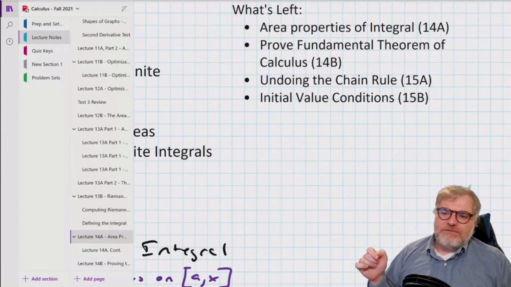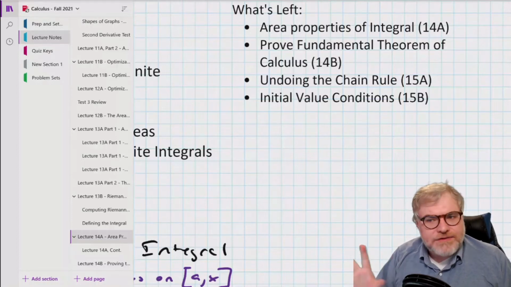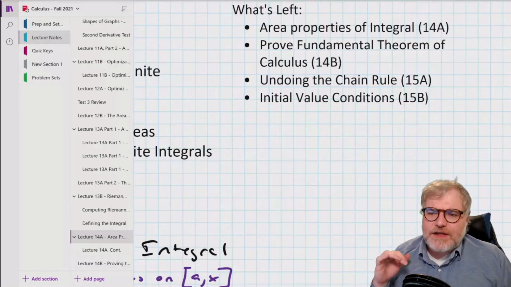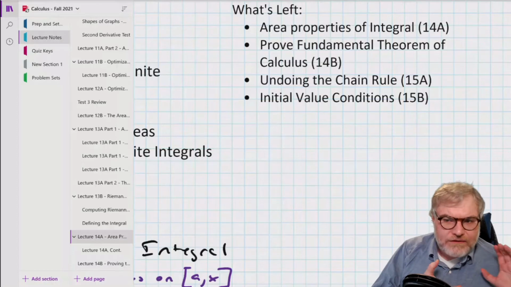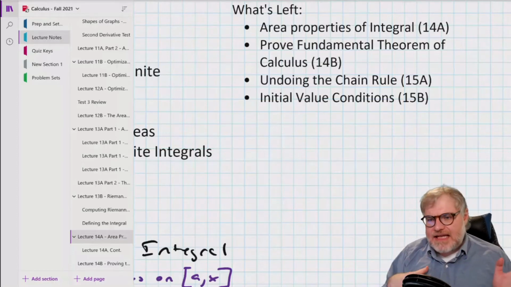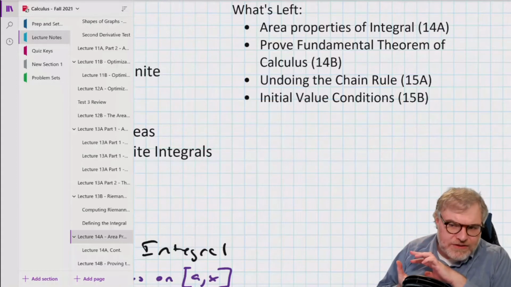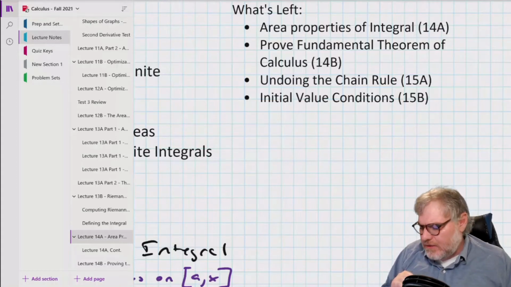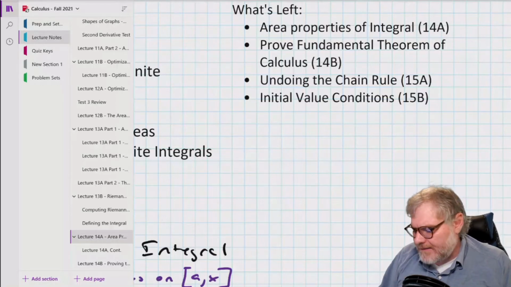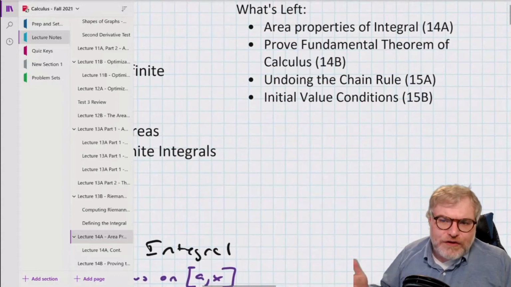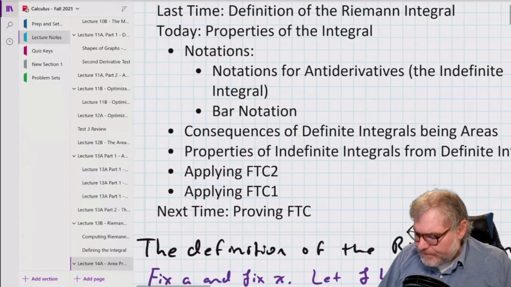Then in 15A, we're going to talk about undoing the chain rule, using substitution. And then for 15B, we're going to talk about initial value conditions and another way to solve initial value problems. So we talked about taking the antiderivative and then solving for the constant. We're actually going to look at another way to look at those. I alluded to it when I did the course, but there's an interesting other way of thinking about that using the fundamental theorem of calculus. That's actually much more useful. It's less useful on tests, but it's very, very useful in real life.